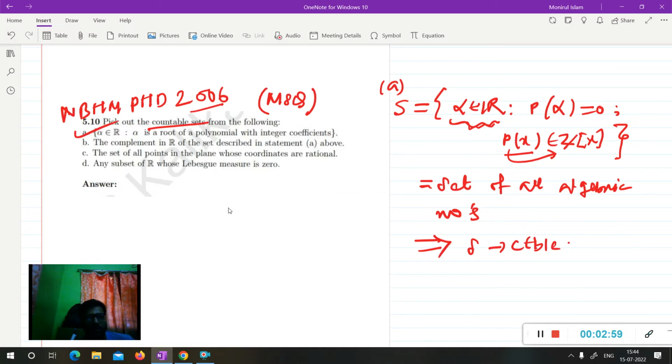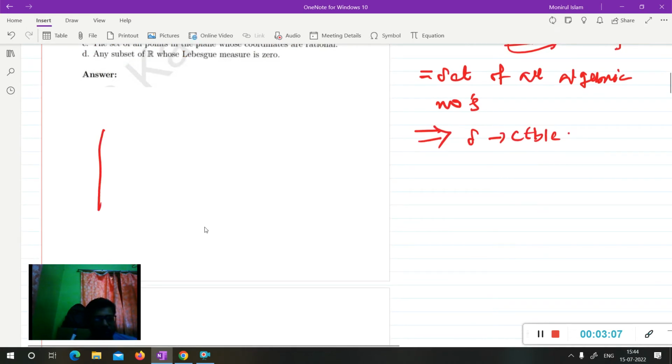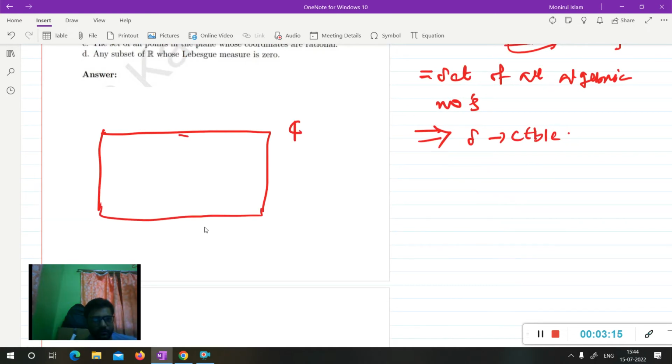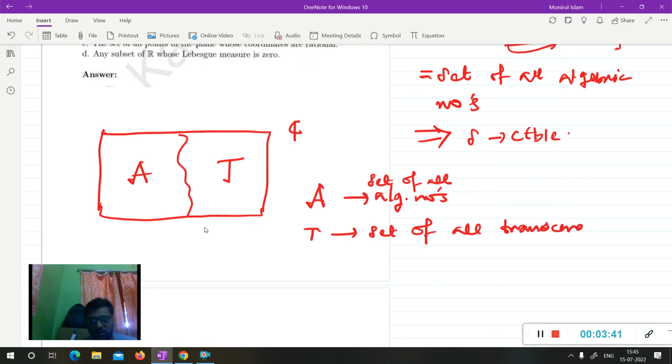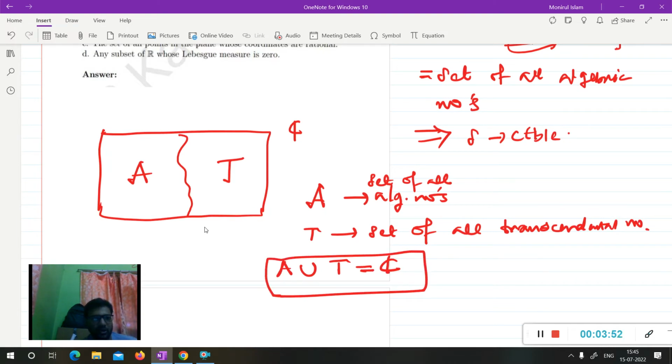Now the complement of this set. So you have to know a result. Think of the whole complex plane. If A is the set of all algebraic numbers, and T is the set of all transcendental numbers, then A union T gives the whole of C, the full complex plane.